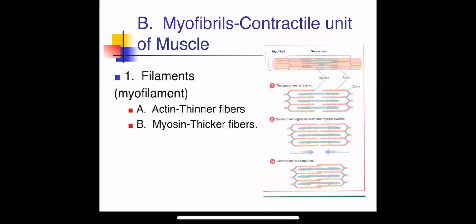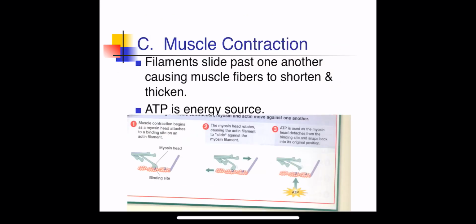So, how does a muscle contract? Well, myofibrils contract by different filaments, which are actin and myosin. Actin are the thinner fibers, myosin are the thicker fibers. But how does it work? The muscle contraction happens because filaments slide past one another. The myosin and actin slide past one another, causing those muscle fibers to shorten and thicken.